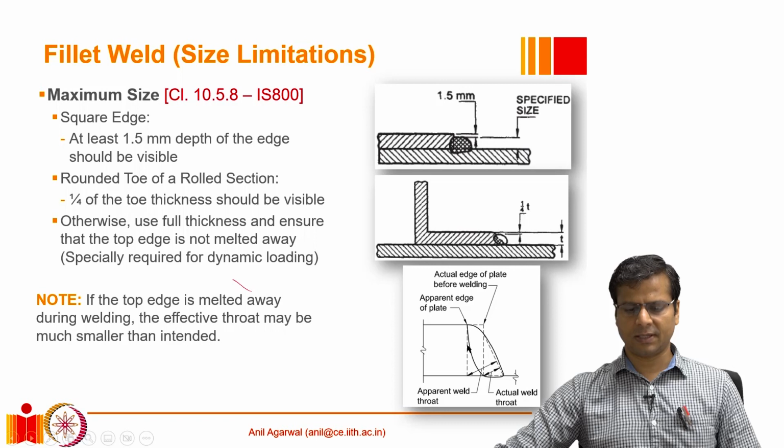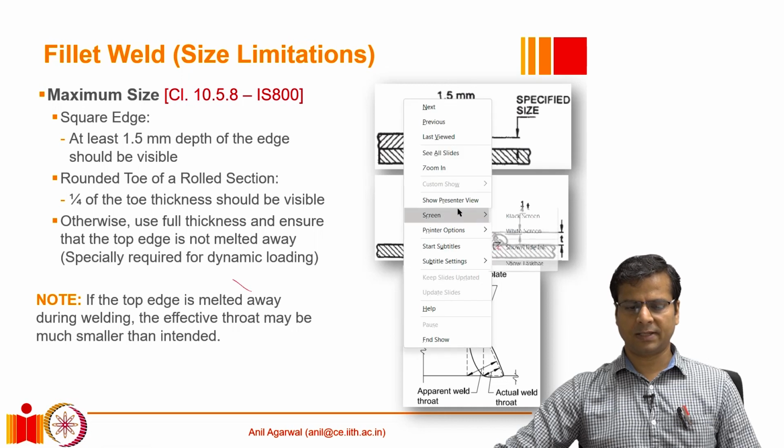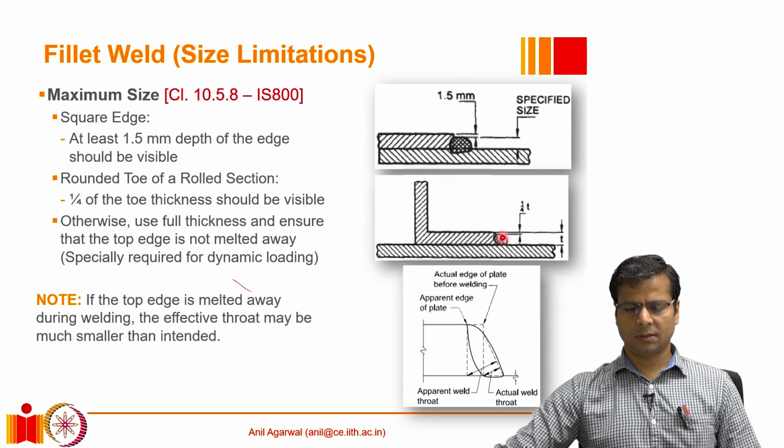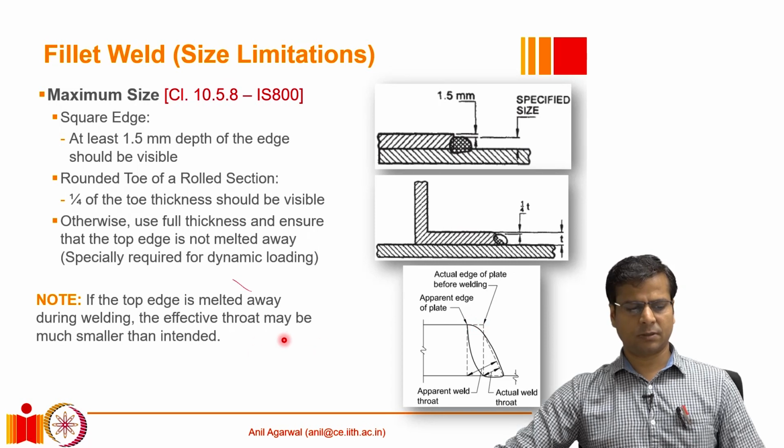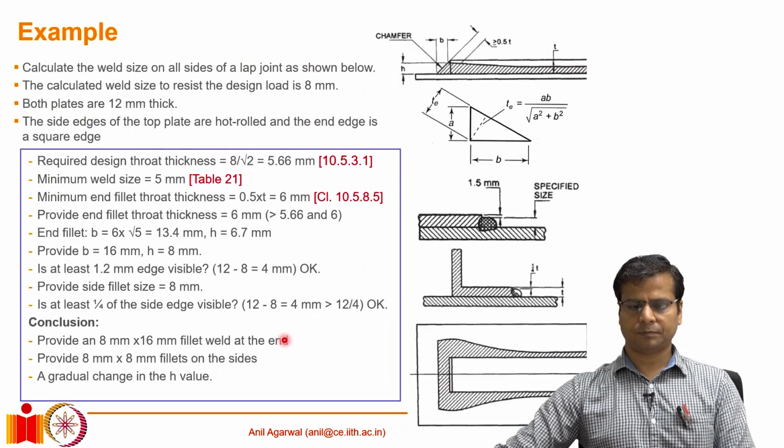And in order to prevent this kind of possibility, we can either make sure that the top edge remains visible, we don't melt it away. Otherwise we can cover the whole thickness, but we have to make sure that we have not melted away the top thickness, and there are proper inspections that are required for that.